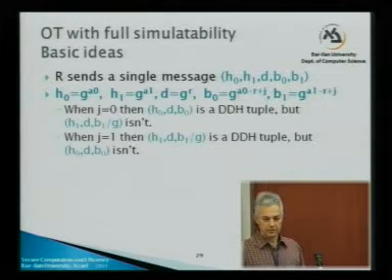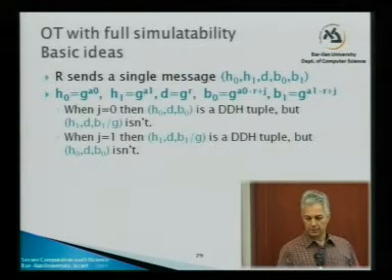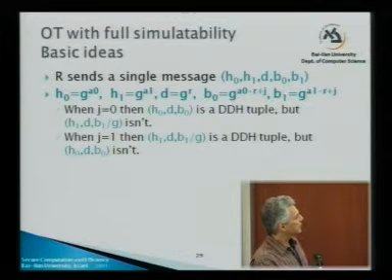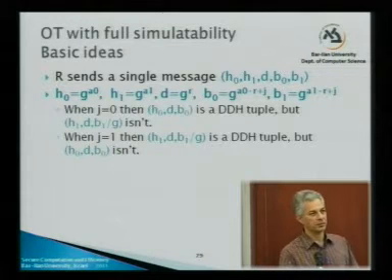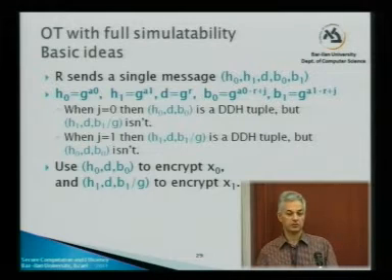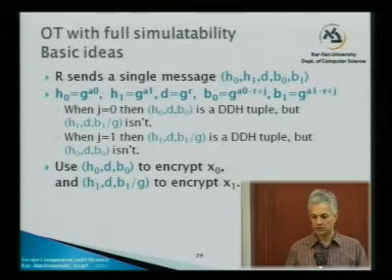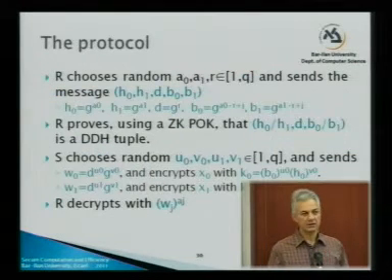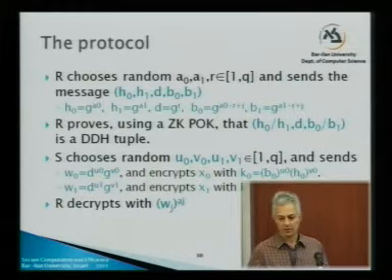Okay. If we do this proof, then when j is 0, one tuple is DDH and the other isn't, and if j is 1, the other tuple is DDH and the first one isn't. Therefore, I'll use the first tuple to encrypt x0, the second one to encrypt x1. So here's the protocol, just putting everything together.